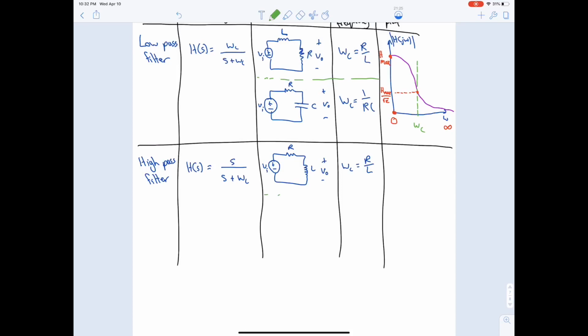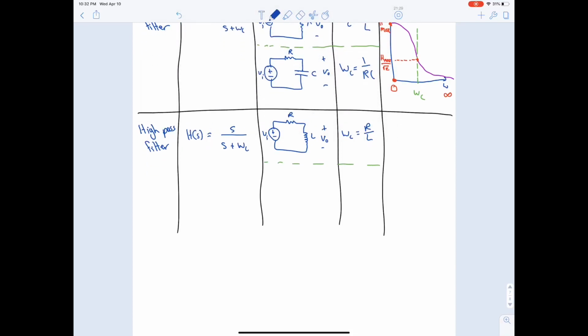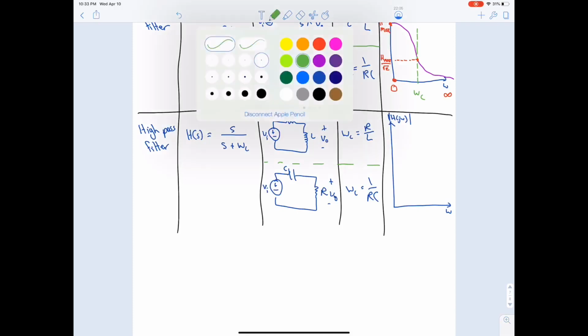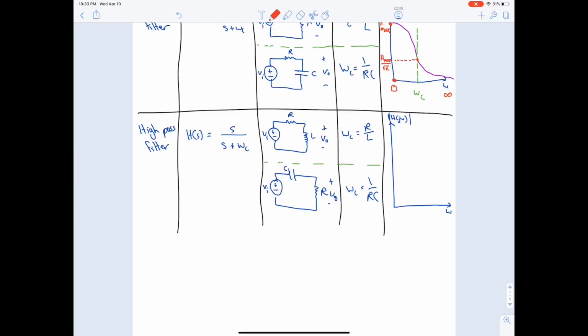Okay. The other form is an RC circuit. Voltage source, VI, capacitor, and a resistance. And the output is measured on the resistance. Omega C is 1 over RC because we're having an RC circuit. Now the magnitude plot here is H of JW. It starts low, and whenever it hits the cutoff frequencies, the frequencies get passed.